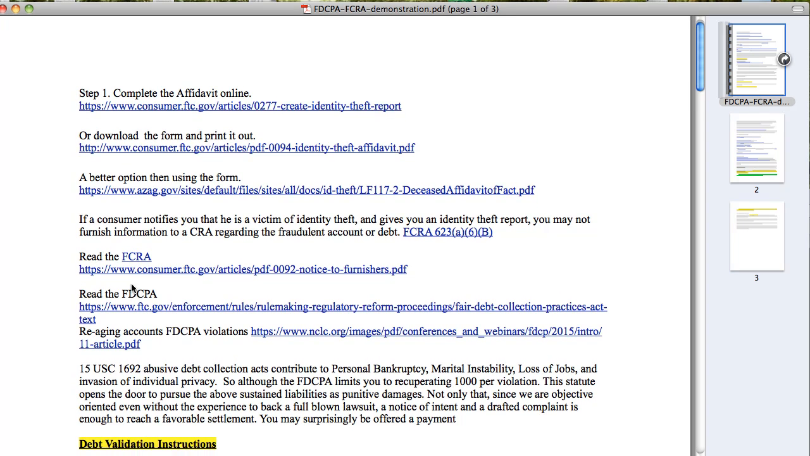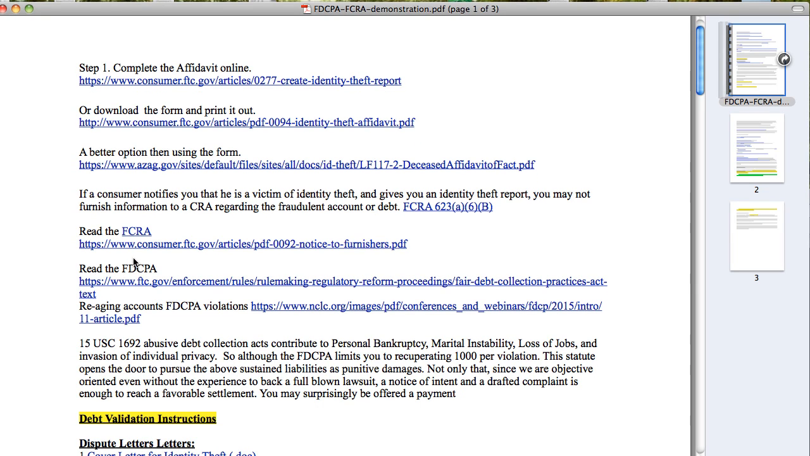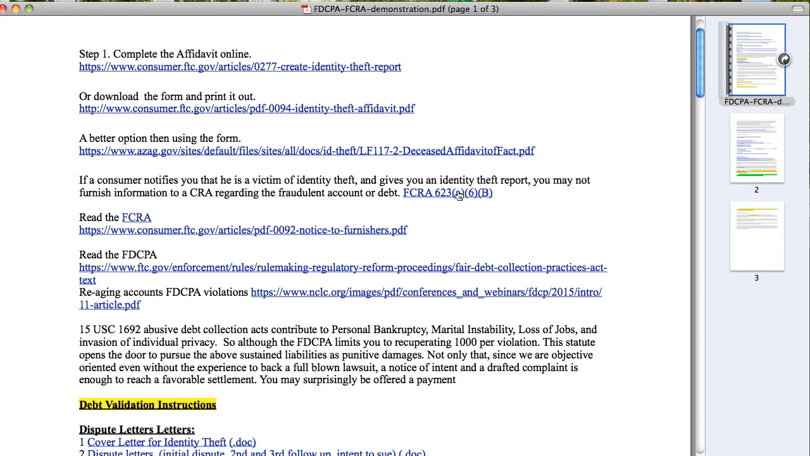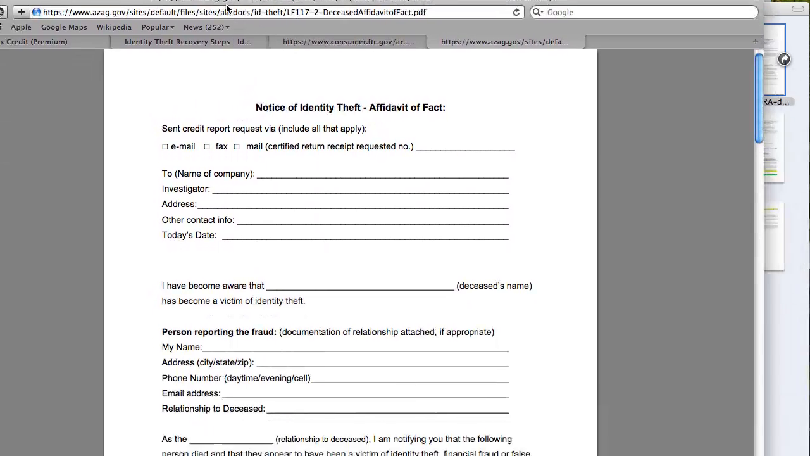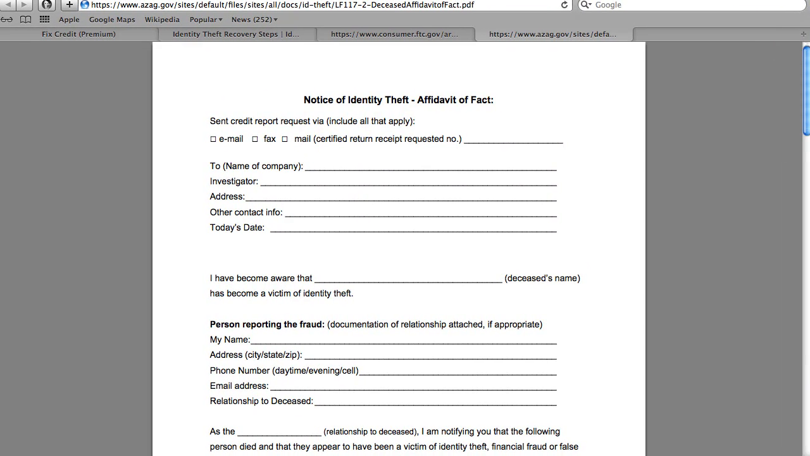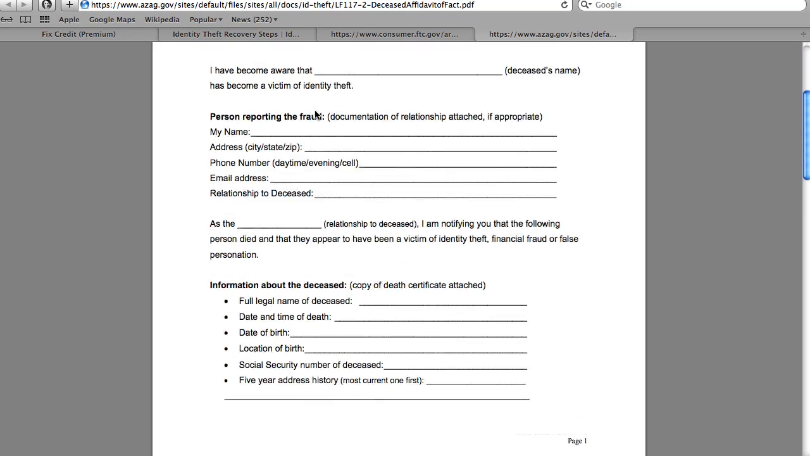So let's see. And that's where you read it at. So these were those two affidavits of identity theft. Here's another option, right? This is from, I think, Arizona or something. They have a template affidavit. Let me move this up. Yeah, this is a better option. So you can use this, right? Because it's not a government form.